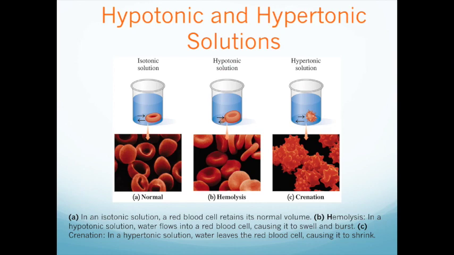In an isotonic solution, the red blood cell doesn't change in its volume. It remains normal. However, in a hypotonic solution, something called hemolysis occurs. So if the osmotic pressure is too low, water will flow into the red blood cell, which will cause it to swell and burst, which is not good. In the case of a hypertonic solution, it will suck water out of the red blood cell and cause it to shrink. And this is called crenation.